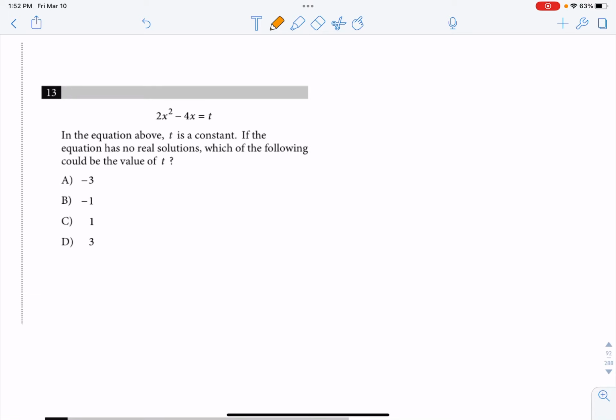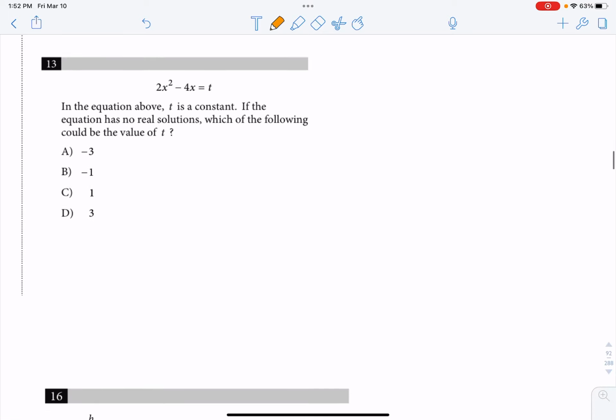Okay, for this problem, there's two ways to solve it. Look at that: 2x squared minus 4x equal to t. First method, I will graph first y equal to 2x squared minus 4x, and then graph y equal to t and try to find no intersecting points, meaning no real solution.